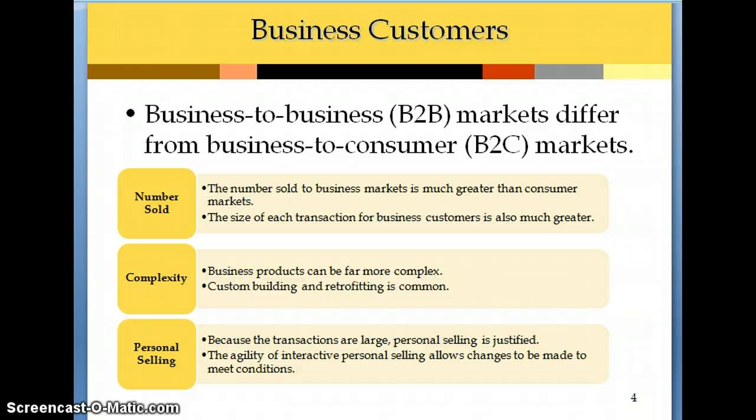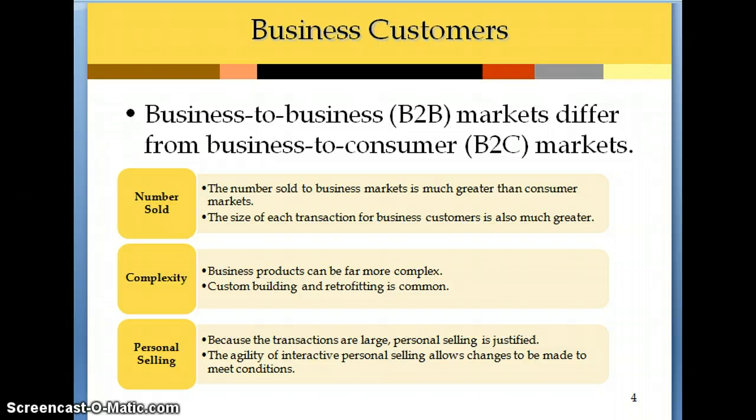Let's look at some differences between B2B markets and B2C markets. One of the major differences is the number sold. The number sold to business markets is much greater than consumer markets. The size of each transaction for business customers is also much greater.